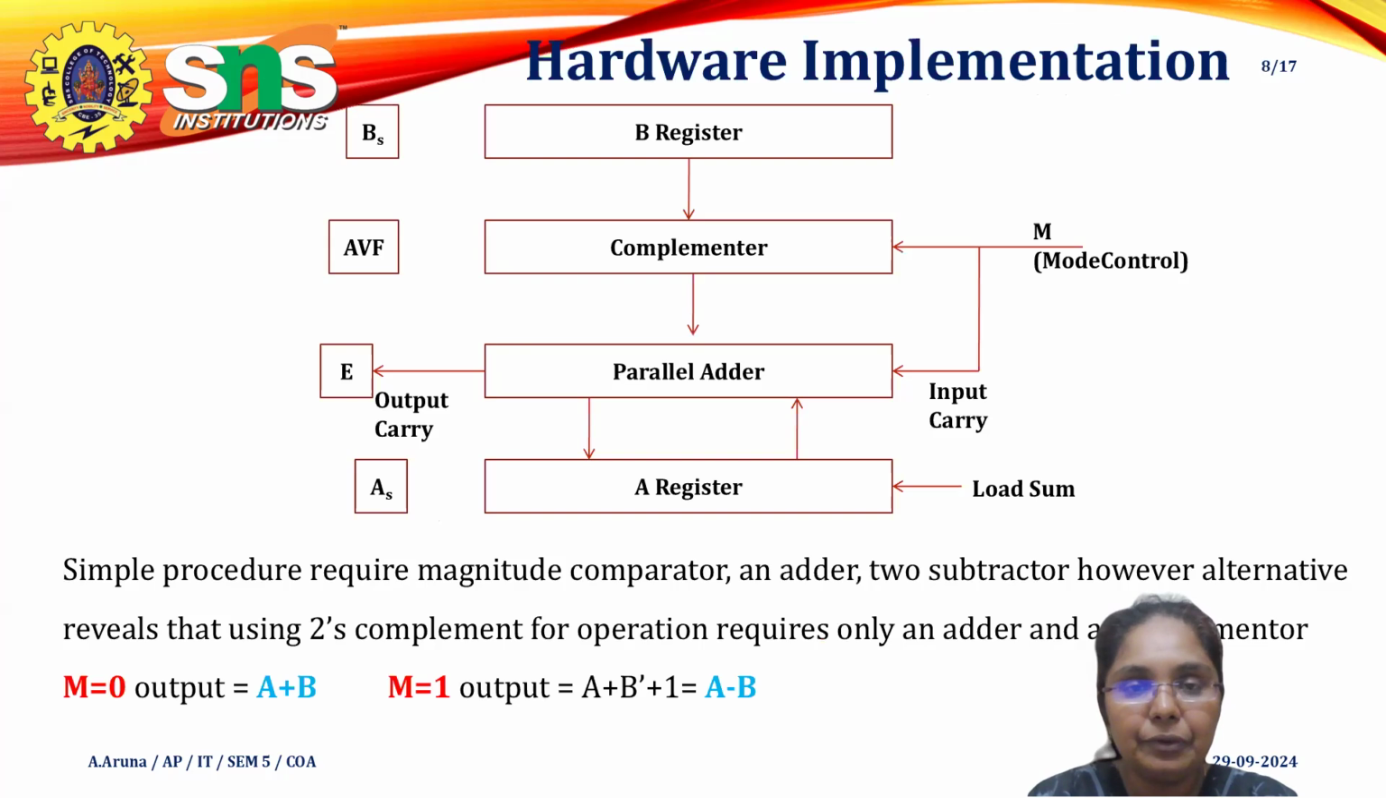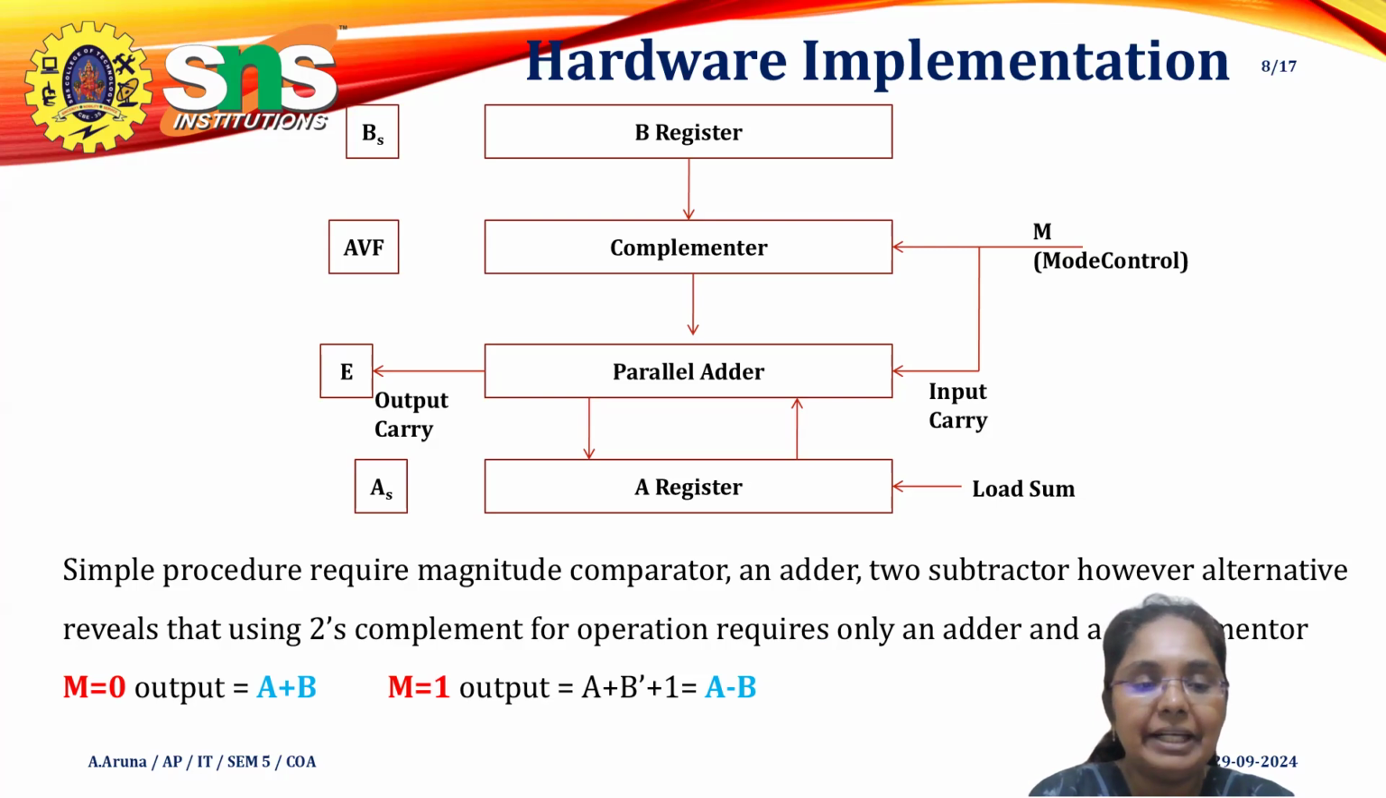I will show you how the hardware implementation of this works. In our architecture, we don't have any subtractor circuit. We have only a full adder circuit, and through that only we perform a subtraction operation. For that, we use the complementer, which converts the negative number into its 2's complement.